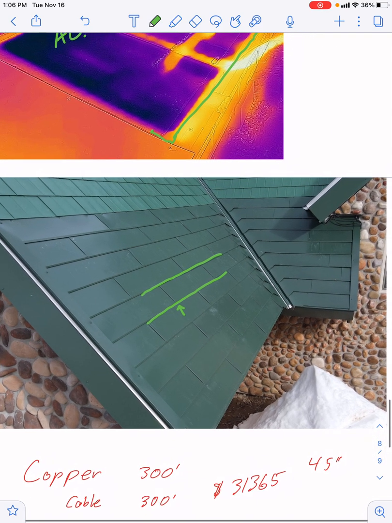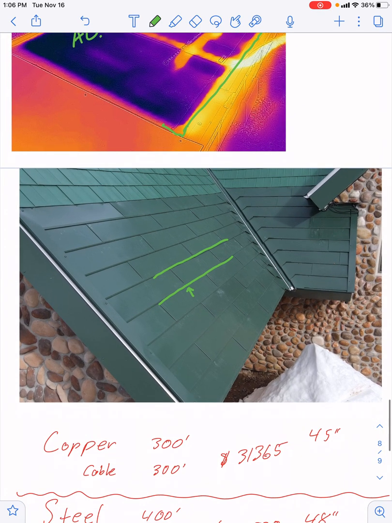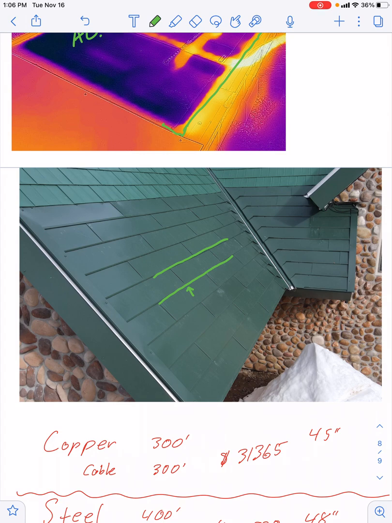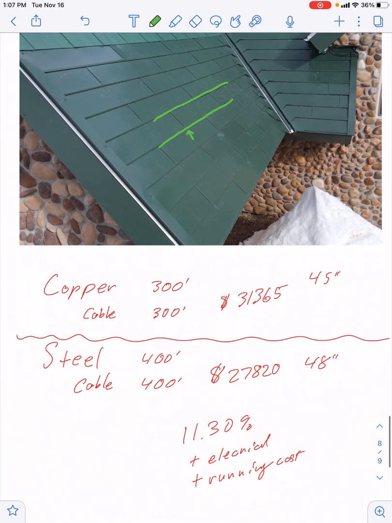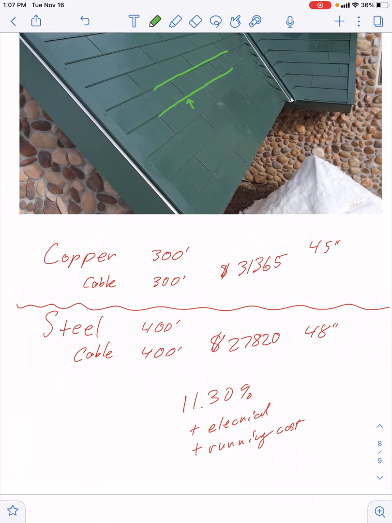One of the questions, Andy brought this up, and it's a really good question, is what about the cost difference between going with steel versus copper? And I kind of ran some scenarios, and here's some numbers. I know you can kind of see them, but I'm going to explain what this is. If we took a 100-foot roof and we put copper on it versus steel.